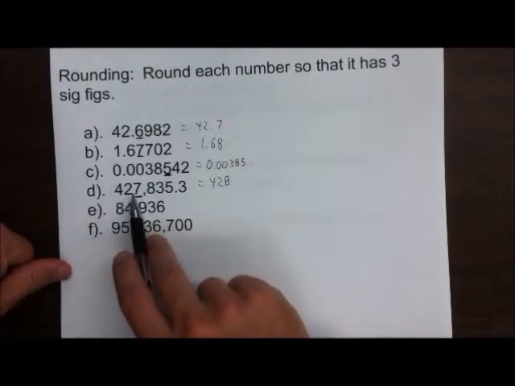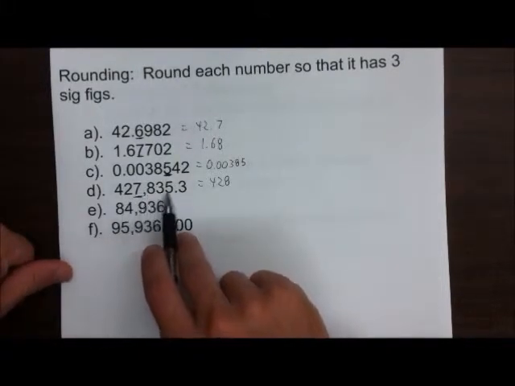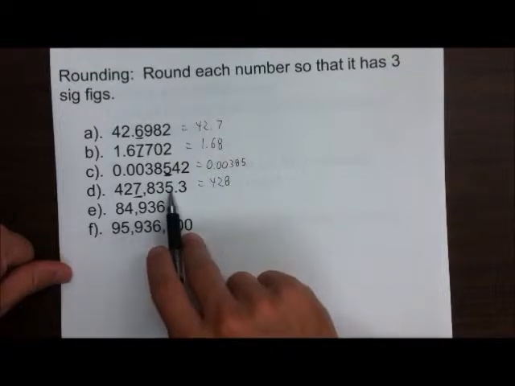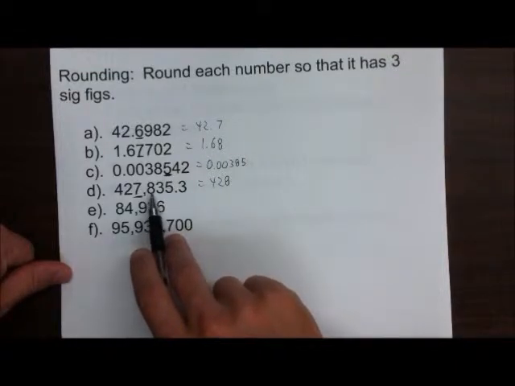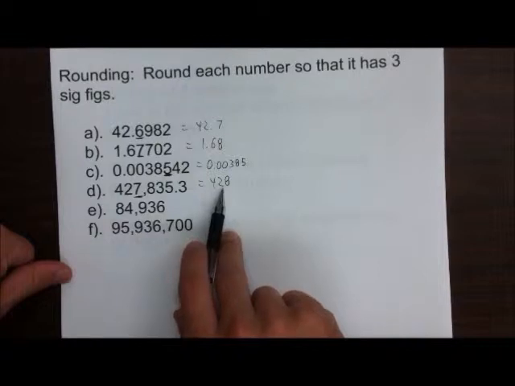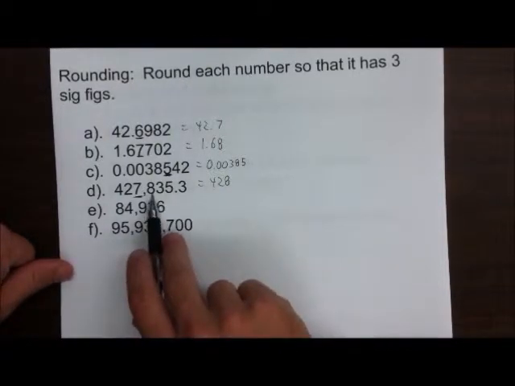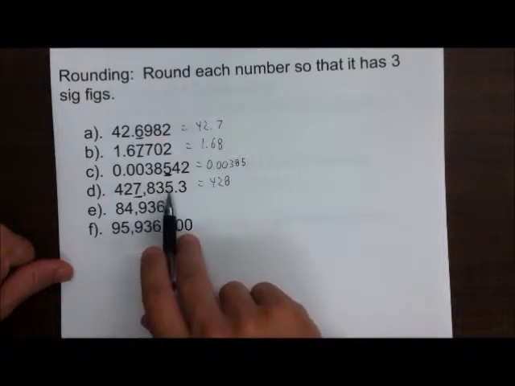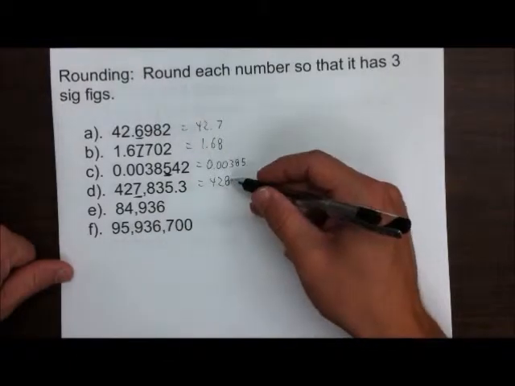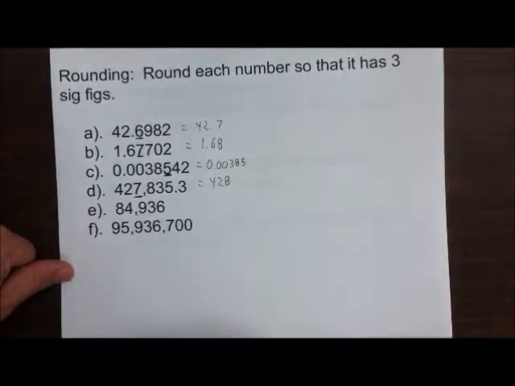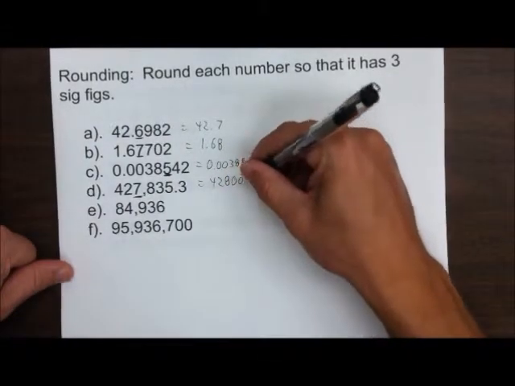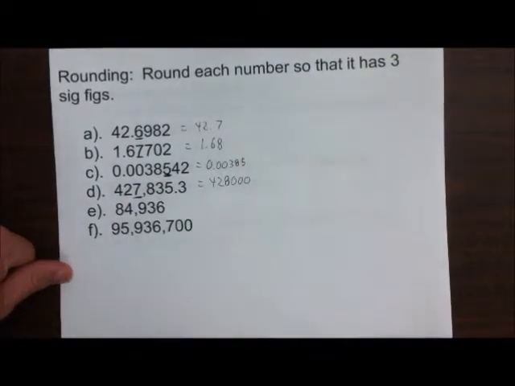So if you made $427,835 a year, and your boss told you that he was just going to round that up and only give you $428, you probably wouldn't be too happy. That's because you're leaving off this hundredths, tens, and ones place. So in order to maintain the integrity of the number while still keeping it at 3 sig figs, we just put our 0 placeholders. That's why these are not significant. They're simply placeholders.